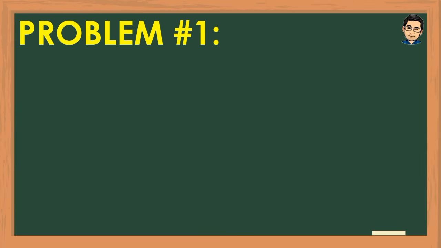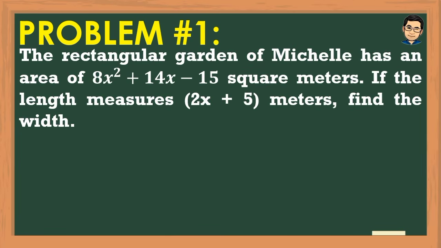So, let's have problem number 1. The rectangular garden of Michelle has an area of 8x squared plus 14x minus 15 square meters. If the length measures 2x plus 5 meters, find the width. So, yung mga problem po na ipapresent ko sa inyo is more on geometric problem po. So, volume and area. So, based sa ating given problem, yung area is 8x squared plus 14x minus 15.